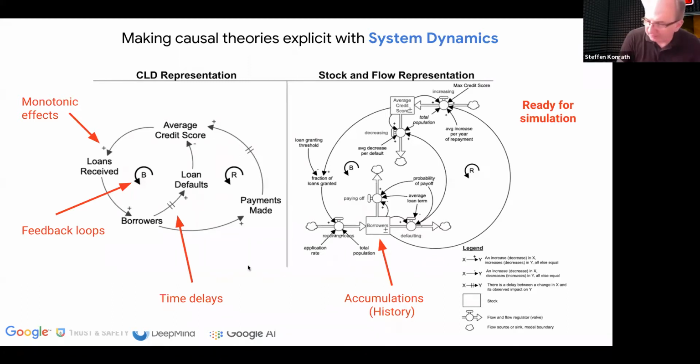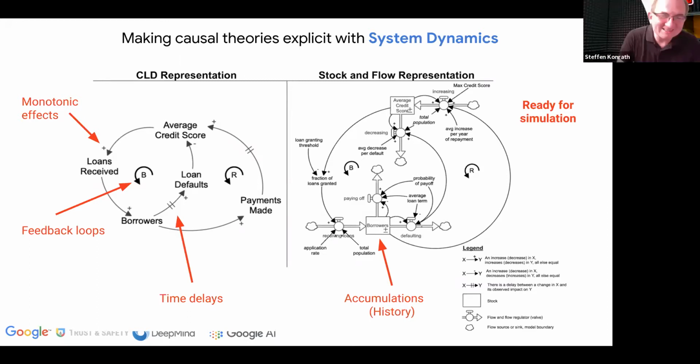So the B is standing for balancing. The B stands for balancing feedback loop, and it balances out this kind of exponential growth or decline that could be represented. In this case, it's a growth: higher credit score, more loans, more borrowers, more payments, higher credit score, more loans. This kind of virtuous cycle could be a vicious cycle if it's something that you don't like.